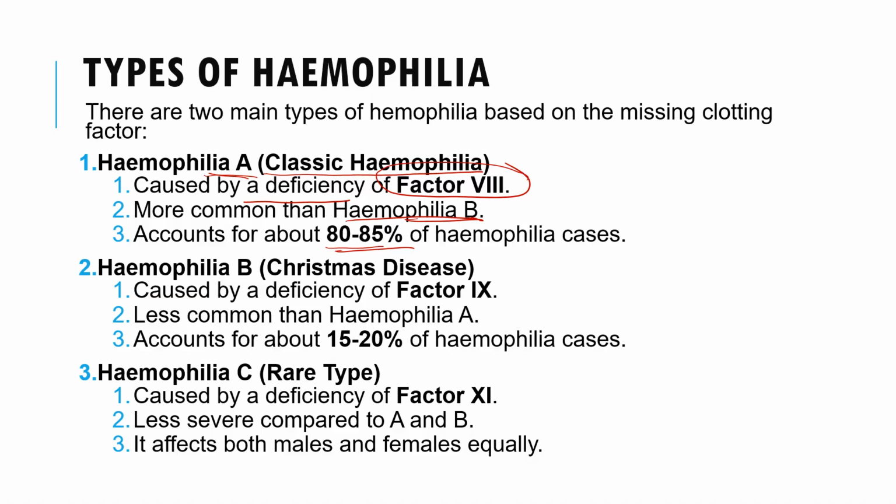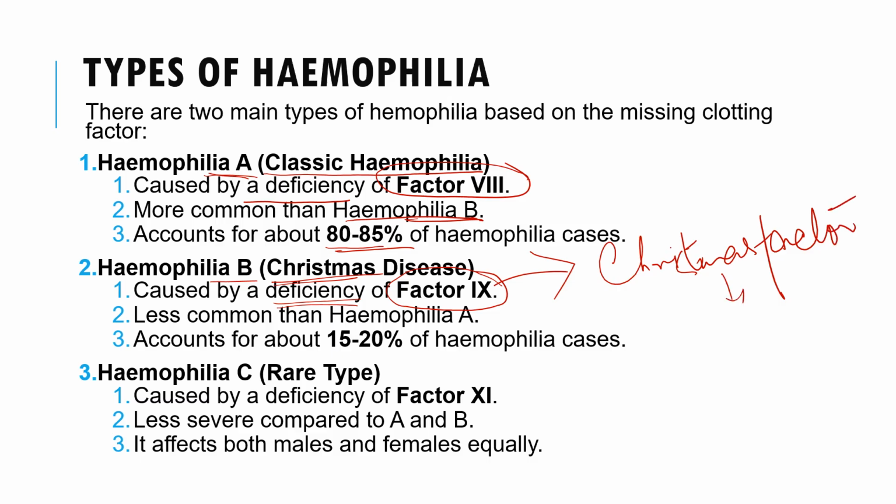Next comes hemophilia B, which is also called the Christmas disease. Why is it called the Christmas disease? Because factor 9, whose deficiency causes hemophilia B, is called the Christmas factor. It was named after the individual in whom this factor was discovered. On the basis of that discovery, as this factor is called the Christmas factor, this disease is also called the Christmas disease. Is it clear to all of you?